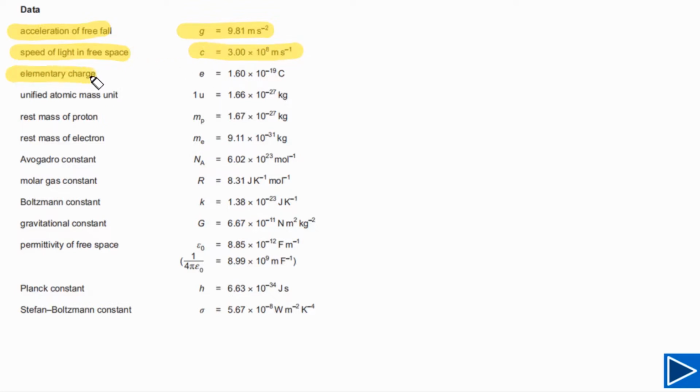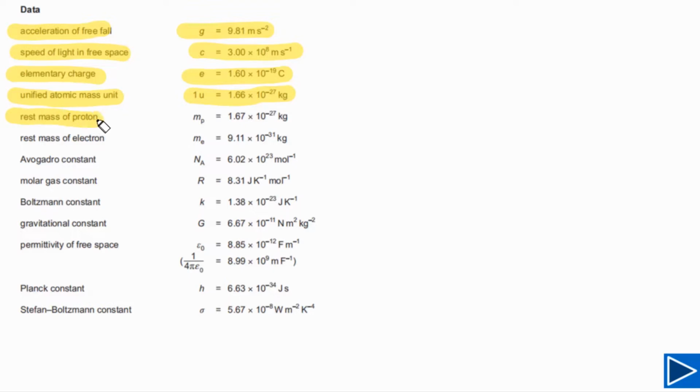Next one is elementary charge. I mean, this is the smallest possible charge on any particle which can exist independently. So the smallest charge is the charge on a single electron, because the electron is a fundamental particle. Next one is atomic mass unit, and this is equal to 1.66 times 10 to the negative 27 kg.